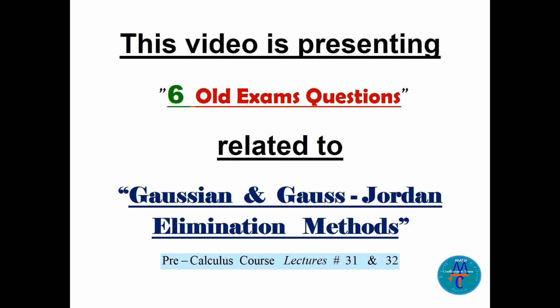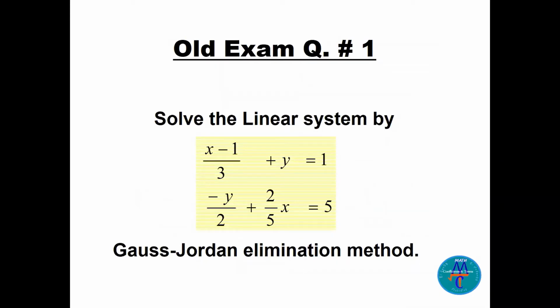In this video, I'm presenting 6 old exam questions related to Gaussian and Gauss-Jordan elimination methods from pre-calculus course lectures. 31 and 32. Solve the linear system by Gauss-Jordan elimination method. This is 2 by 2.